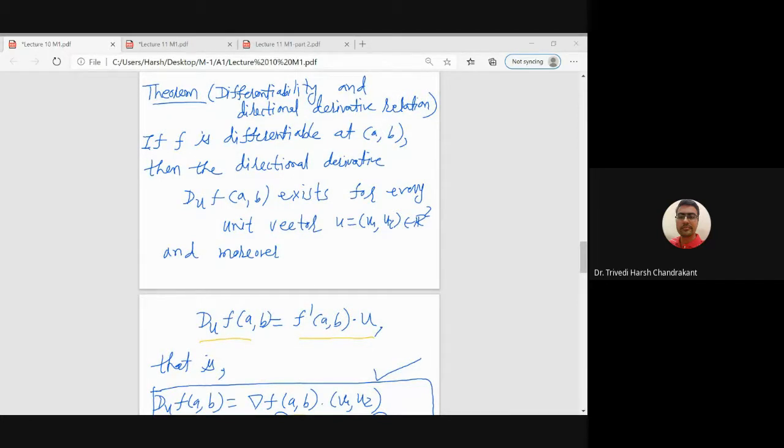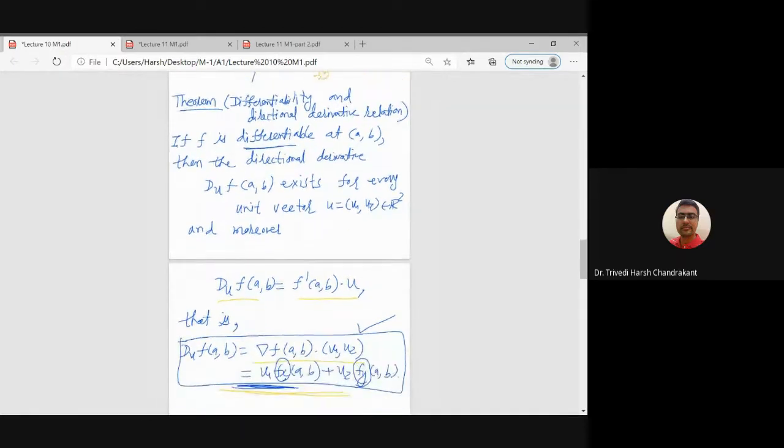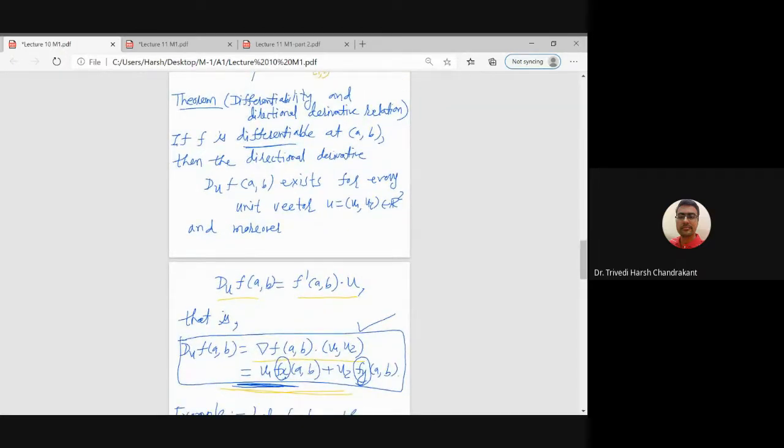from this theorem we conclude that the function is not differentiable, right? Because if the function is differentiable, for every unit vector this equation must be satisfied. But for the particular unit vector, 1 by root 2, 1 by root 2, this equation is not satisfied.